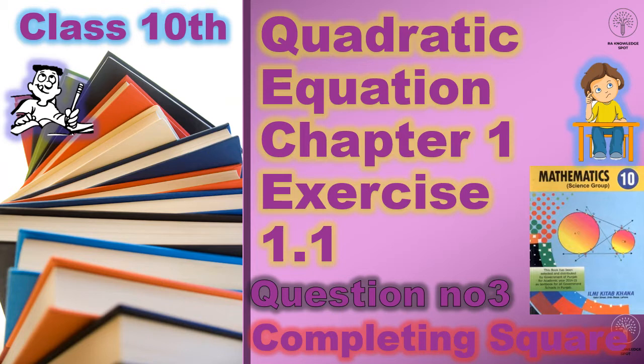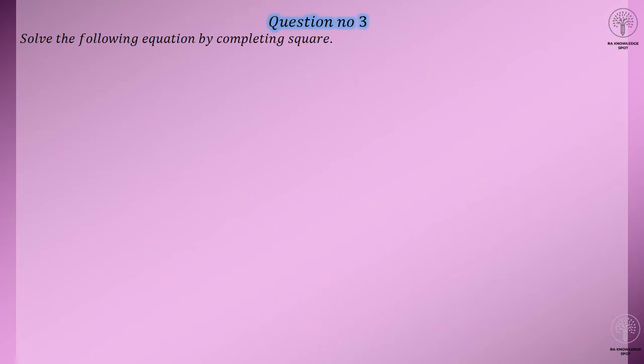Okay, students, today we're going to do chapter number 1.1 and a very important question, that is question number 3 of completing square. We are going to start this question thoroughly. You can see the question: solve the following equations by completing square. So you have to solve it by completing square. And what does it mean actually? You can see this is 7x square plus 2x minus 1 is equal to 0.